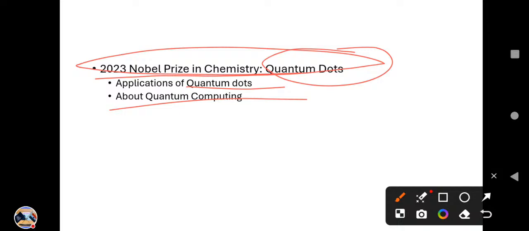Quantum dots are tiny particles, just a few nanometers in size, with unique optical properties due to their small size. Quantum dot properties can be altered by adjusting their size. Okay, so what is a quantum dot? Quantum dots are tiny particles, just a few nanometers in size.